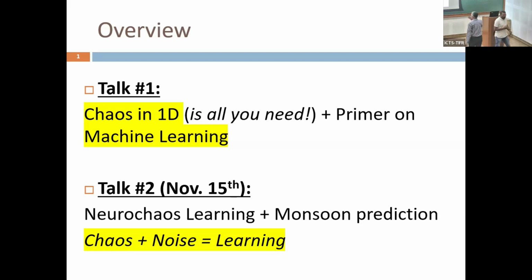But talk 2 will be more interesting for the research part, where we talk about neurochaos learning. For this talk, I don't need to motivate chaos, because all of you know that chaos is very much part of pretty much any nonlinear system. But I'll motivate why I want to study one dimension, and the claim is that's all that you need. You don't need more than one dimension. We'll see why that's the case.